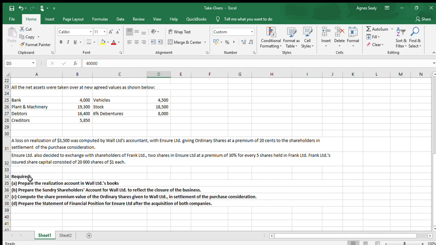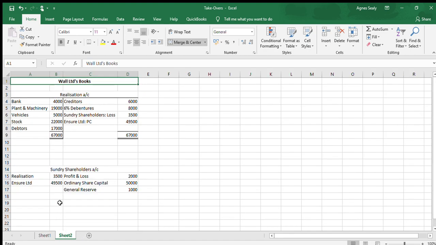So what we are going to start with first is we are going to look at the realization account. I have already started the realization account, and remember that we said that the first thing that we will do, and this is in the books of Wall Limited, is to close off the net assets of Wall Limited to the realization account.